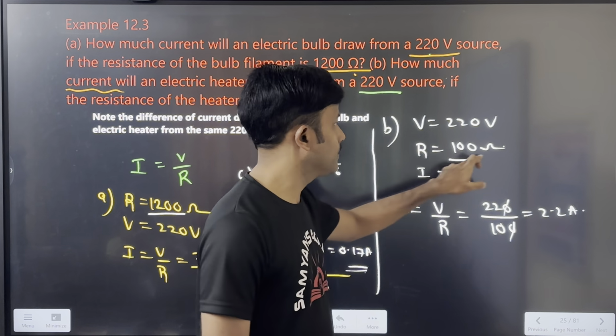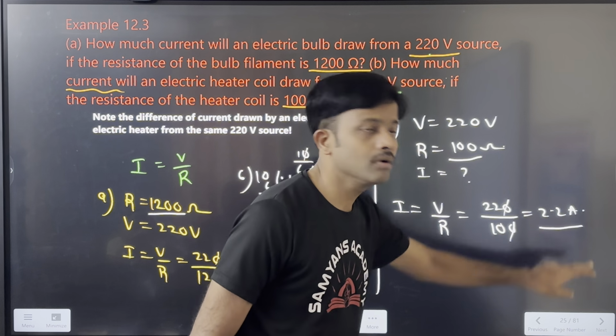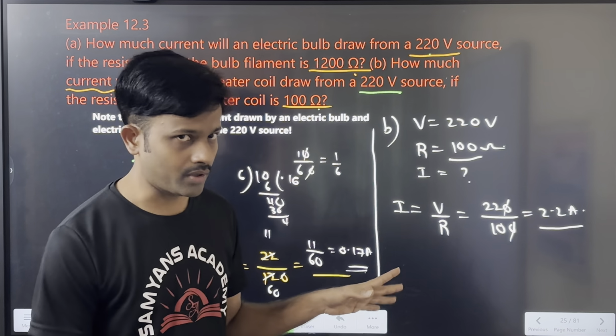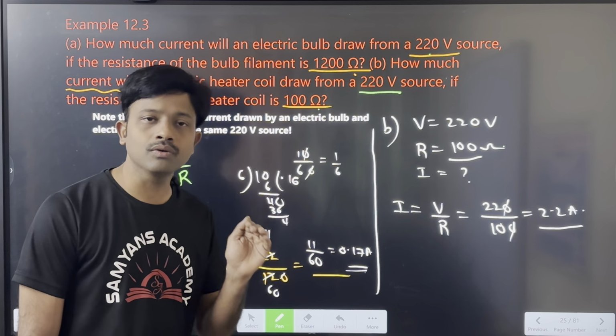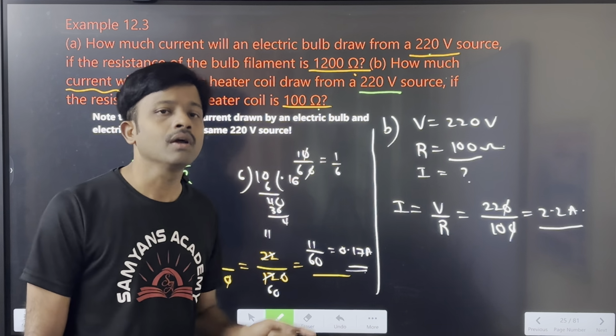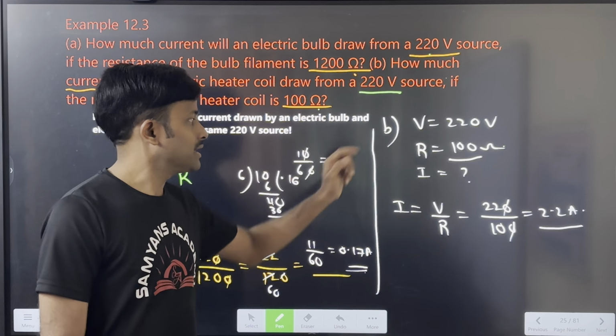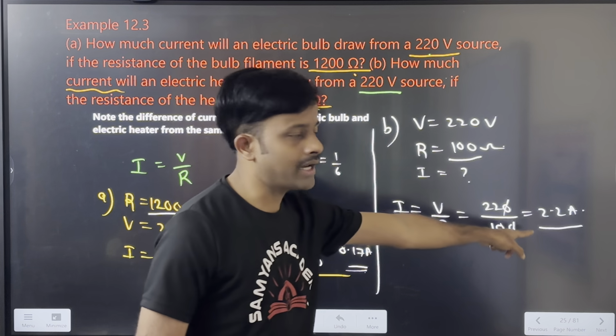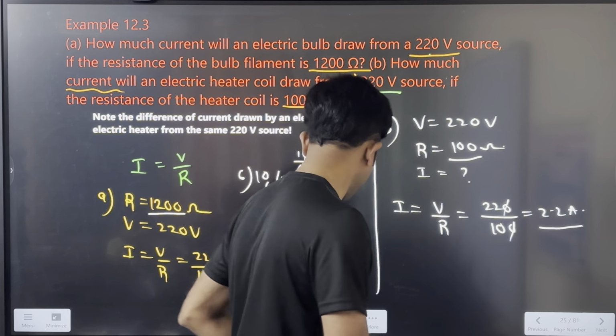When the resistance value decreases, the current value increases. Okay, it is reciprocal. Current is inversely proportional to resistance. When the resistance value is more, the current value is less. When the resistance value is less, the current value is more. Okay, move on to the next one.